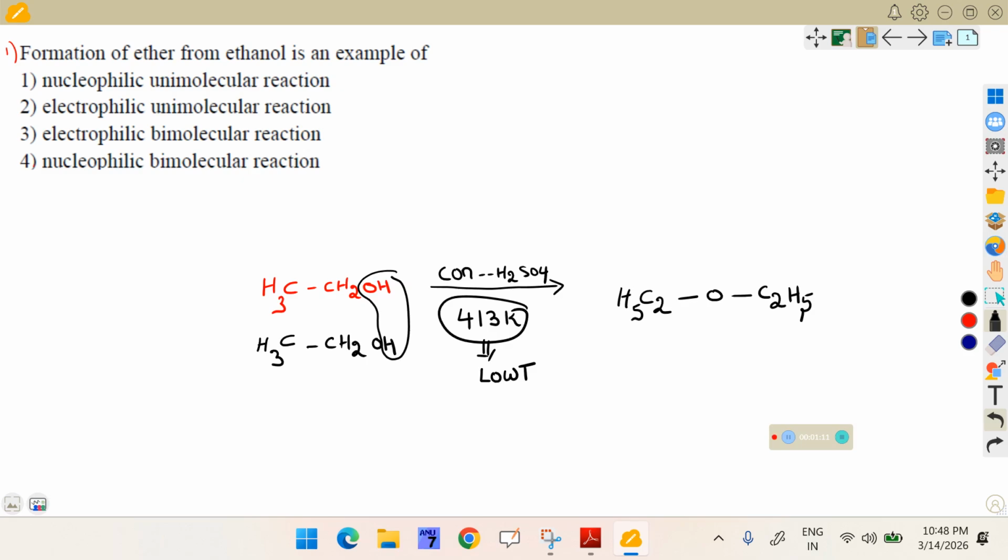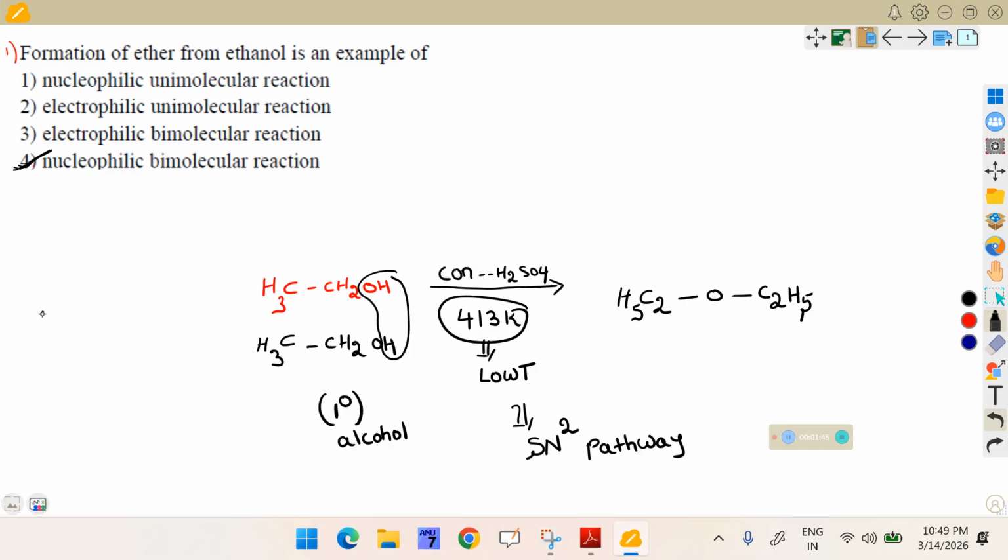This is an example of a nucleophilic bimolecular reaction, meaning the reaction follows the SN2 mechanism, the SN2 pathway, because the alcohol is a 1 degree alcohol. Ethanol is a 1 degree alcohol. That's the reason it follows the SN2 pathway.